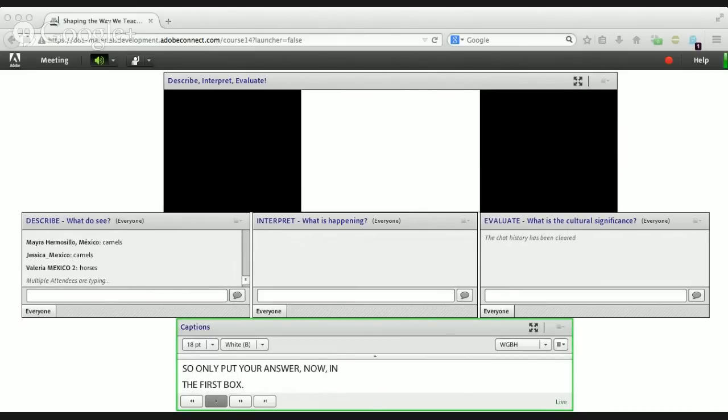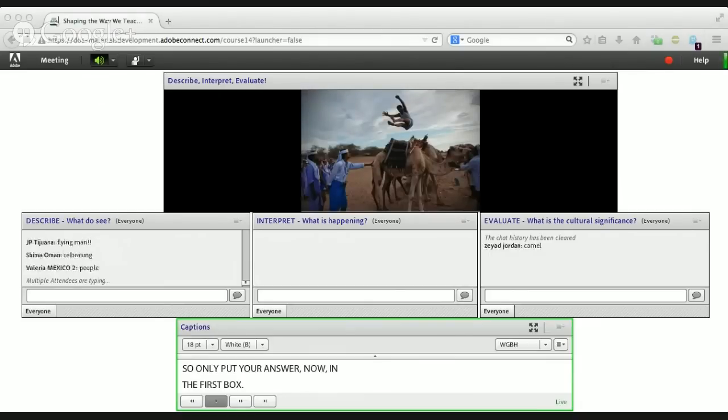Camel. Good. Everyone see the camel. A man. Clouds. Good. Remember, don't try and interpret. Desert. Tell us what you think is happening, just what you see. Blue.